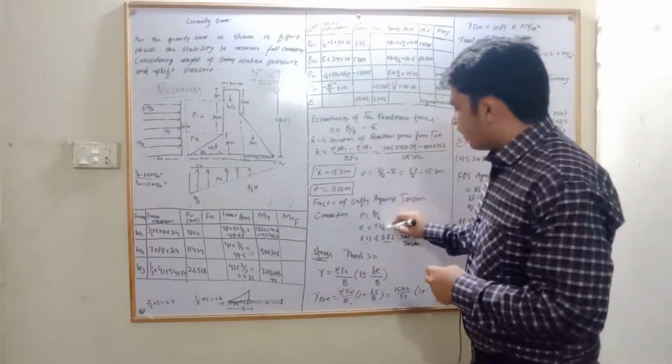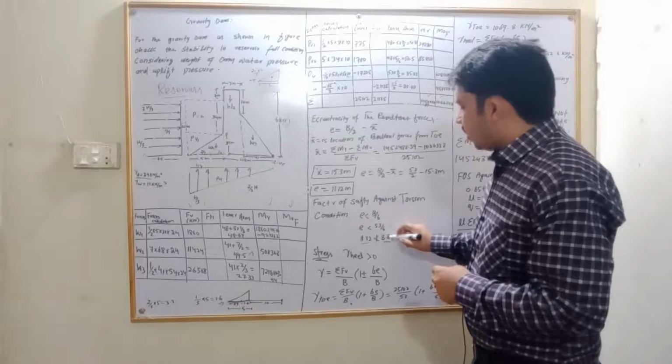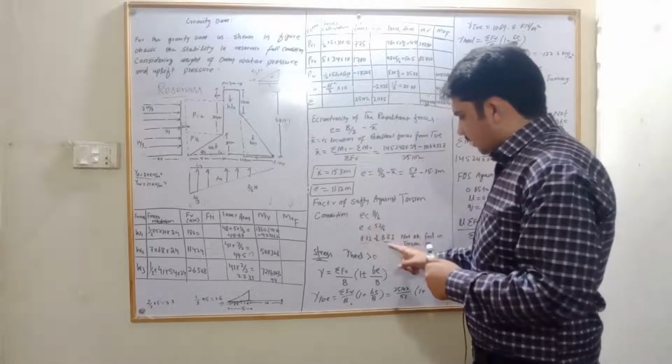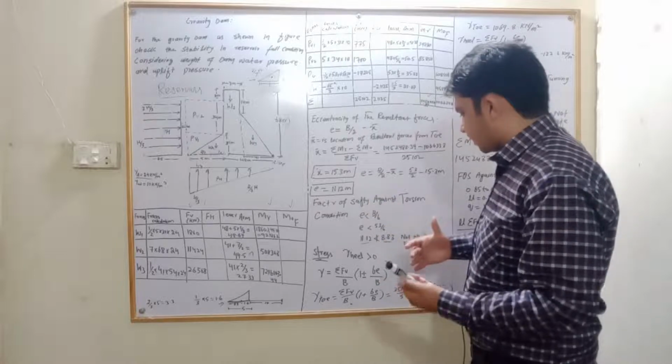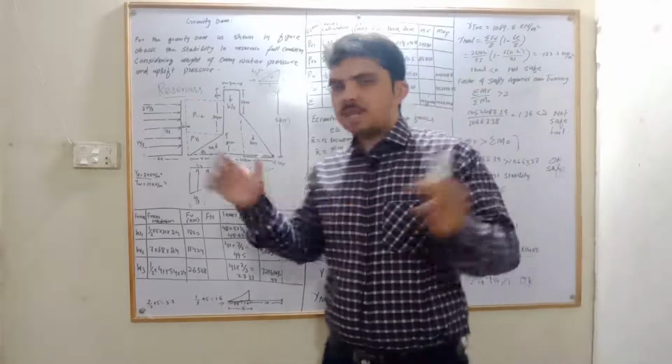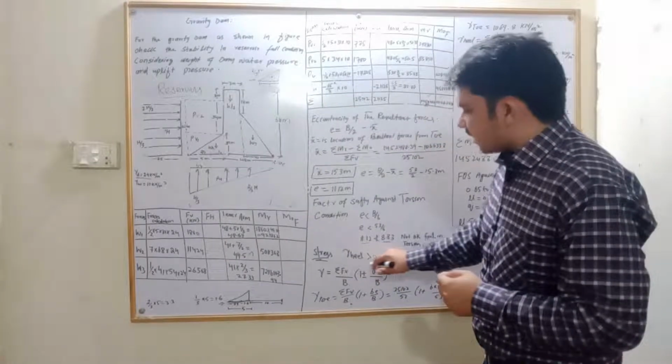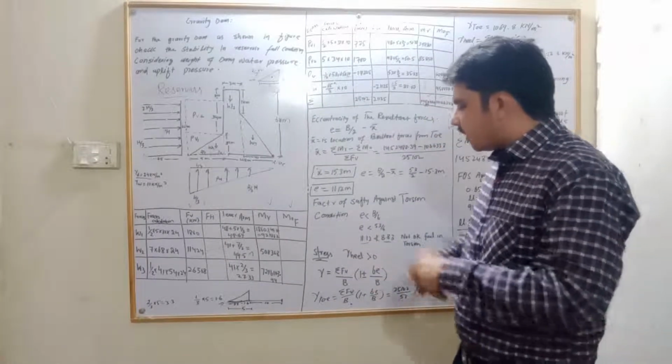So B divided by 6 is equal to 8.83, which is not greater than the eccentricity. It means the eccentricity is greater than that. So our condition is not satisfied. This dam will fail in torsion. So the stresses at the heel should be greater than 0.